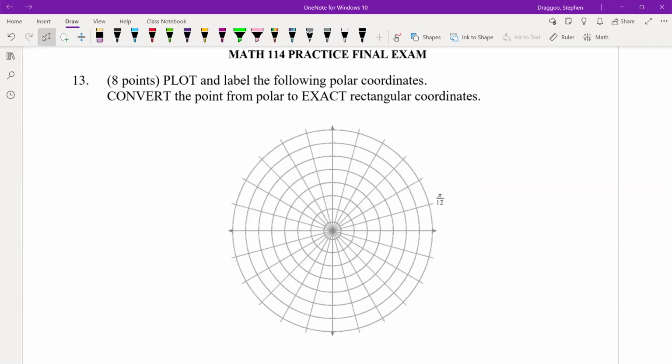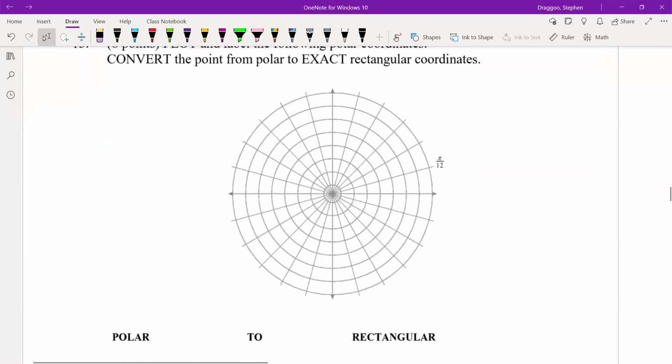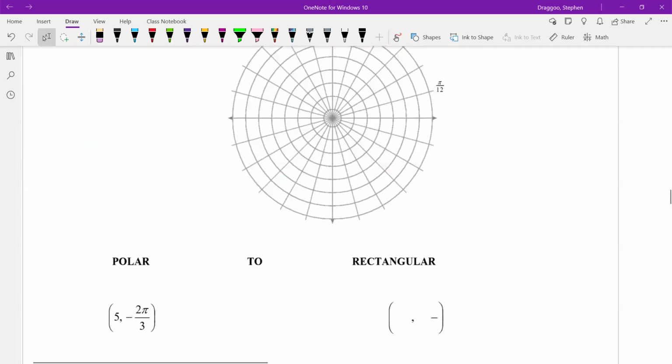Okay, and I think we've got just enough time to go over the polar coordinate problem. And then we'll get out of here.